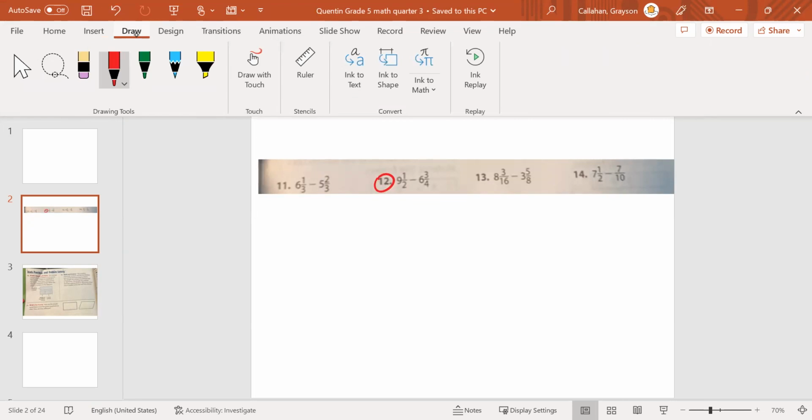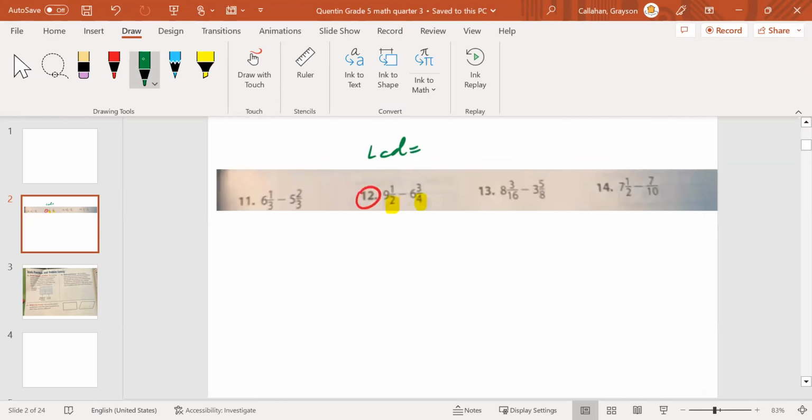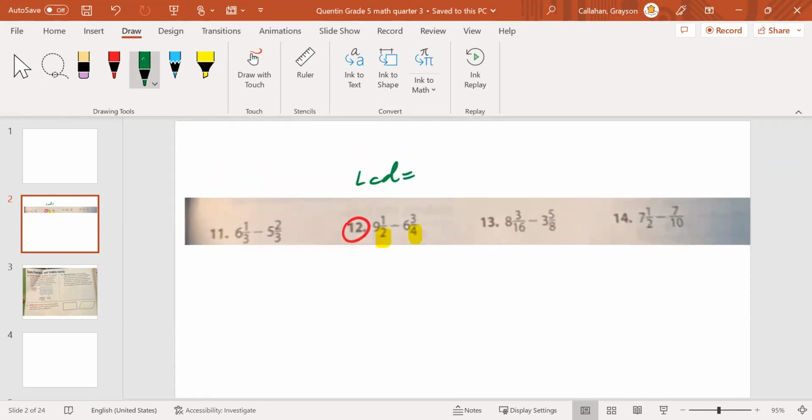For number 12, if you take a look at this, Quinton, you need to find the lowest common denominator. Lowest common denominator is the two numbers on the bottom, right? What is your lowest common denominator? 8 is a common denominator, but it's not the lowest. The lowest is 4. Okay?